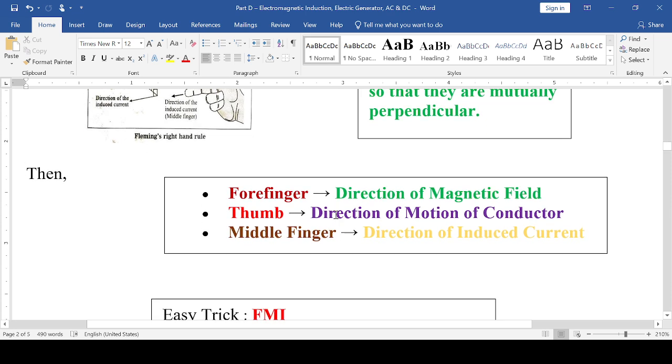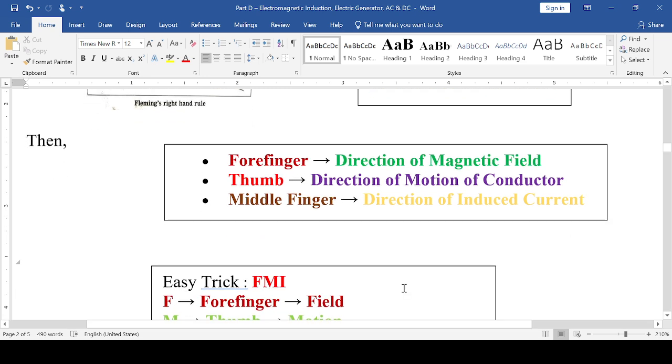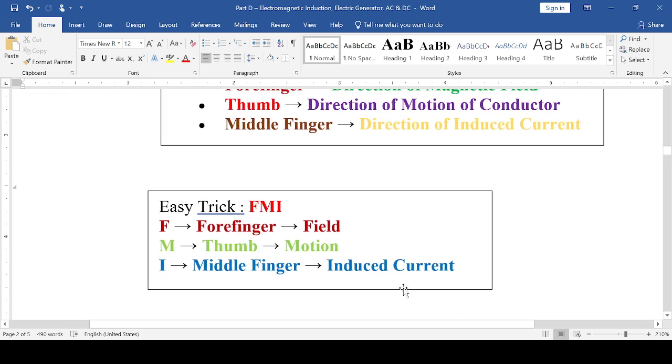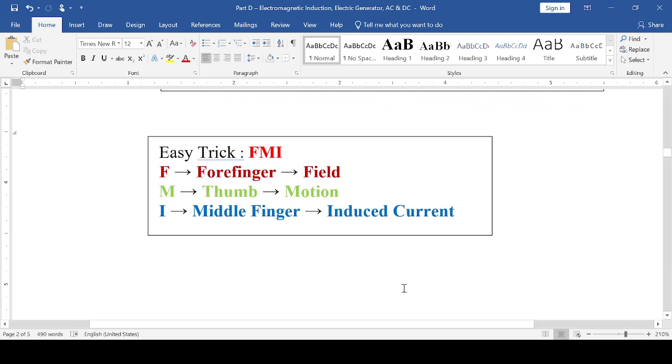The tips here: forefinger will represent your direction of magnetic field, thumb will represent direction of motion of conductor, middle finger will represent direction of induced current. The easy trick, FMI. FMI is the easy trick to remember. Fleming's right hand rule. Forefinger will be the magnetic field, M will be the thumb motion, and I will be the middle finger, that is your induced current.